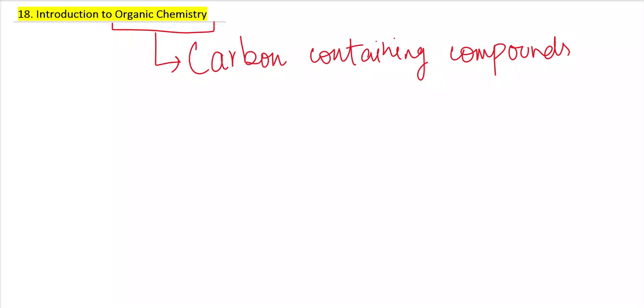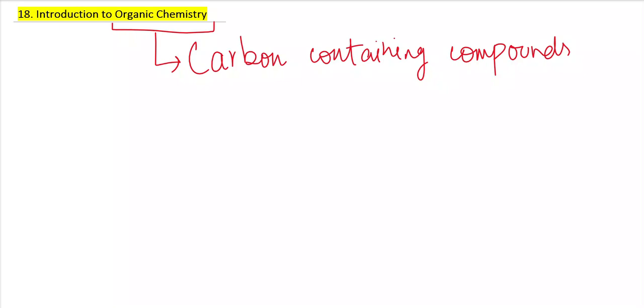We have two different branches: organic chemistry and inorganic chemistry. In organic chemistry we talk about the carbon containing compounds, and in inorganic chemistry we talk about the other elements that are present in our periodic table. There are special features of those carbon containing compounds. As you already know, carbon is a non-metal, so basically it forms covalent bonds.